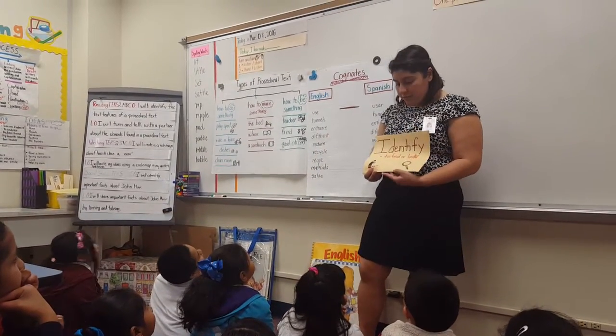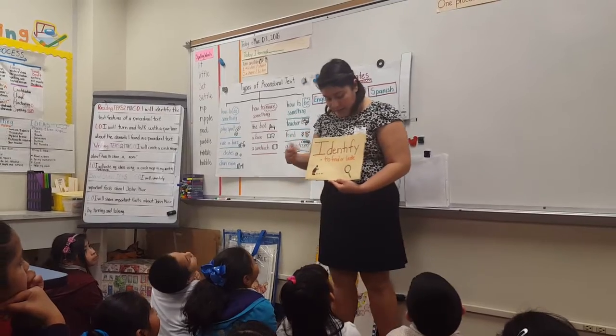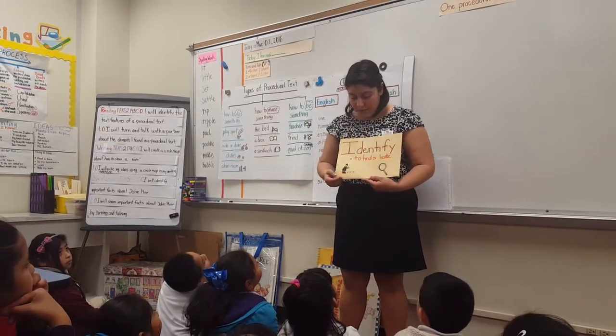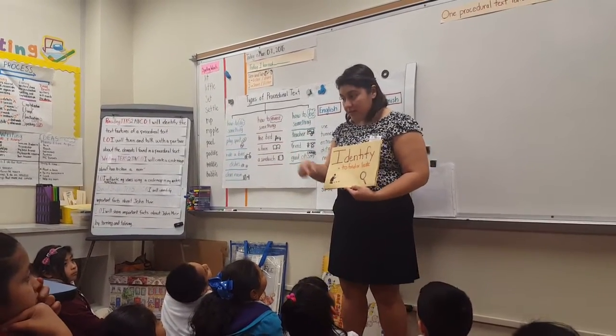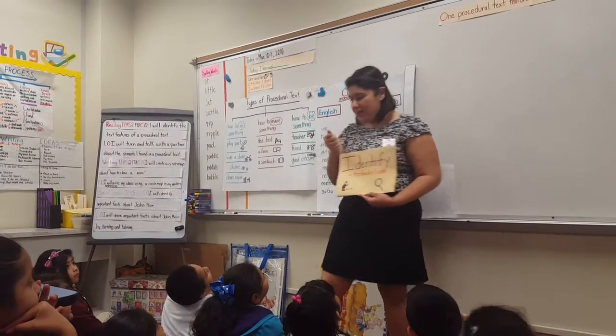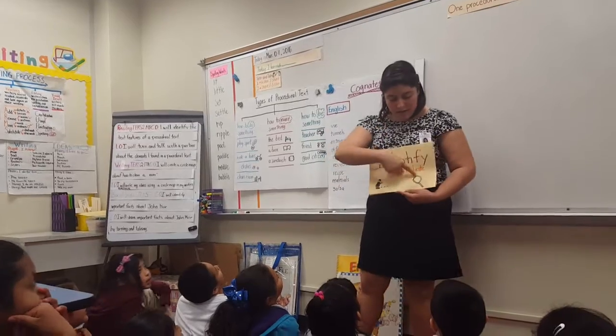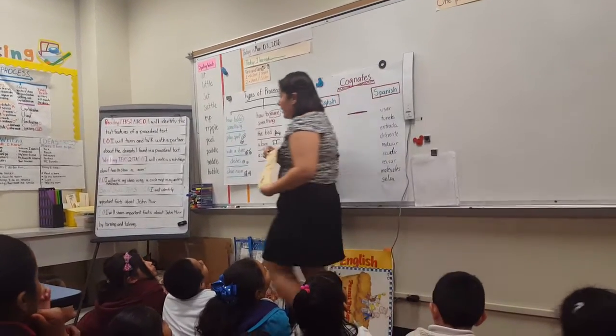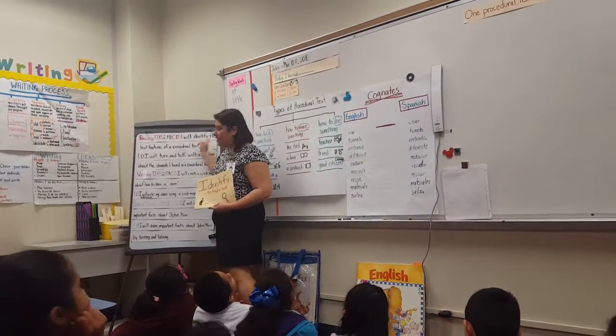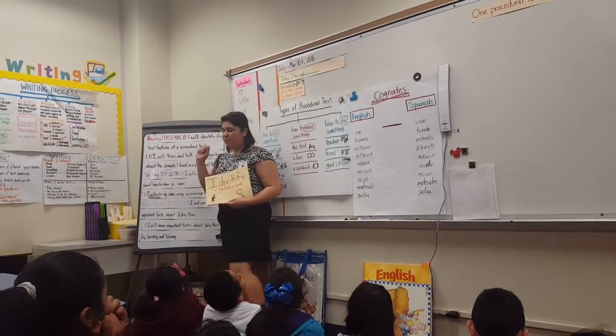So I made this little reminder card, okay? It says identify, to find or locate something. You see this little detective guy? He's investigating something, right? And he's using his magnifying glass. You can use a magnifying glass to find little details, right? So that's what we're doing. We are identifying, we are locating text features of a procedural text.